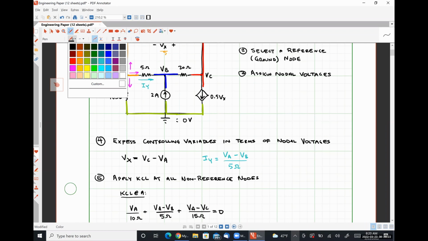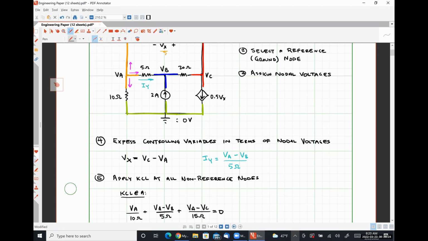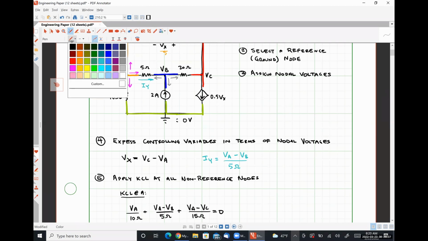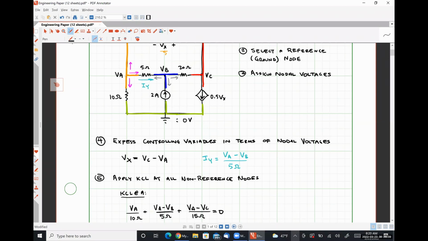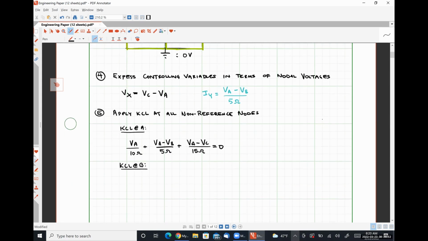So let's see, I'll use this gray color. We're going to have the currents directed to the left through the 5 ohm resistor, the current directed down, and the current directed to the right. So let's start with the current directed to the left. Who can tell me what that's going to be? Exactly right. VB minus VA over 5.